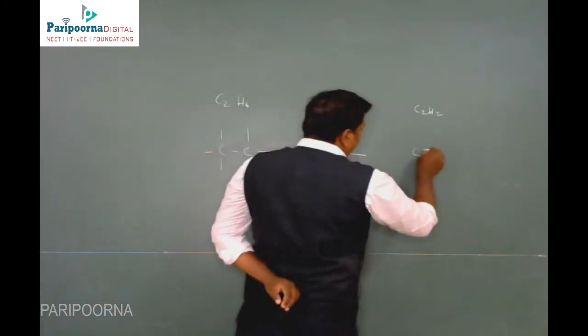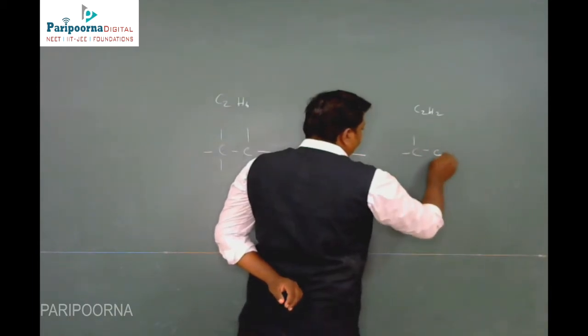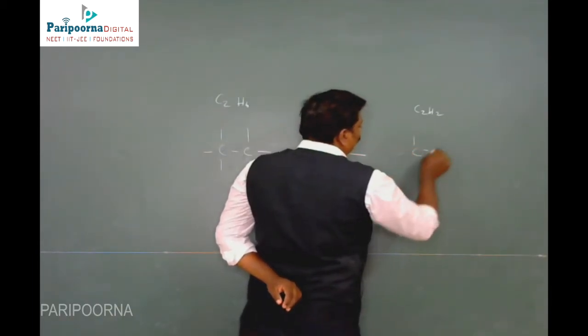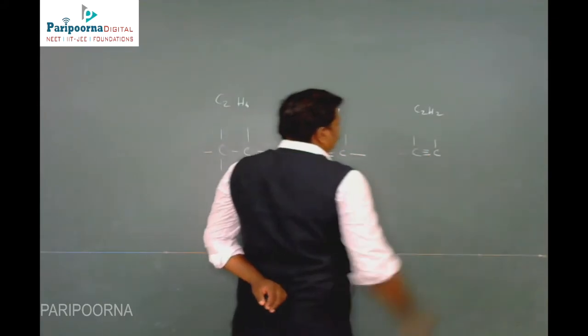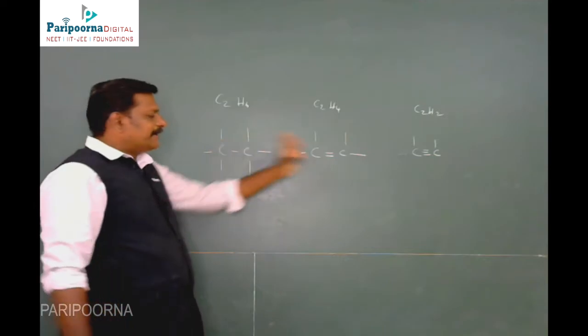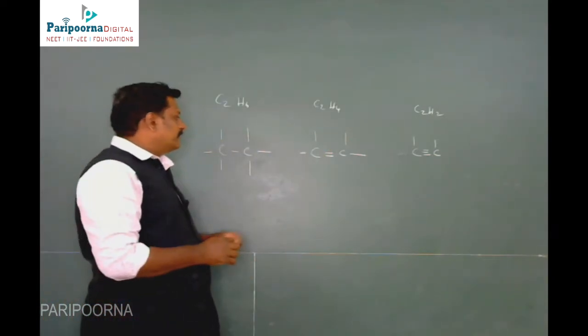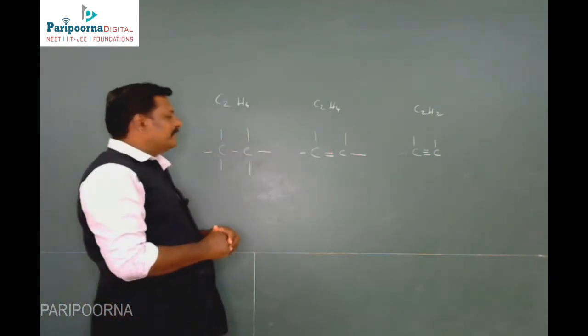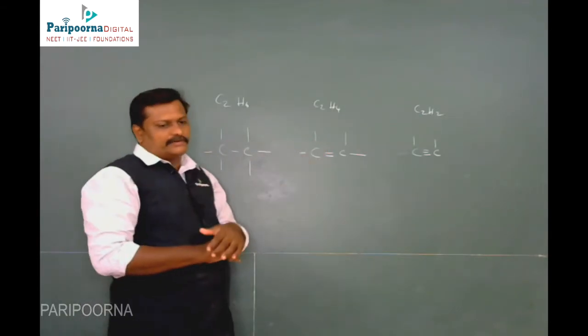Here there will be only one hydrogen, C2H2, ethyne. These are all hydrocarbons, you know that. From these hydrocarbons, you have to find whether it is a double bond, single bond or triple bond.